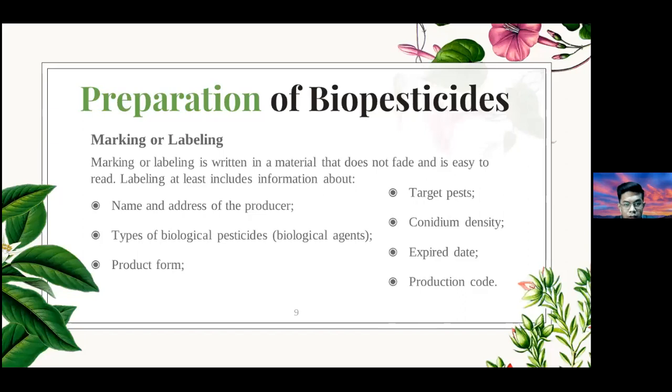Okay, so for next preparation of biopesticides is marking or labeling. So marking or labeling is written in a material that does not fade and is easy to read. Labeling at least includes information about first name and address of the producer. The next is types of biological pesticides or biological agents. The next is product form. The next is target pest, and conidium density, expired date, and then the last is production code.